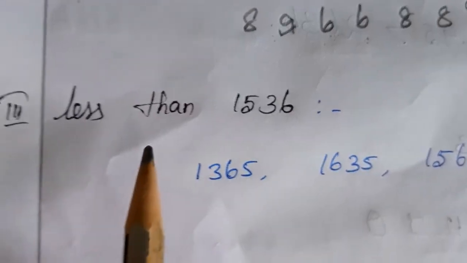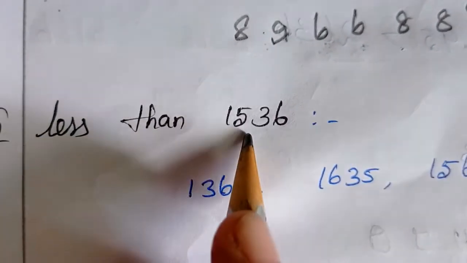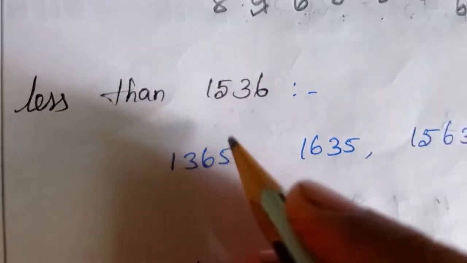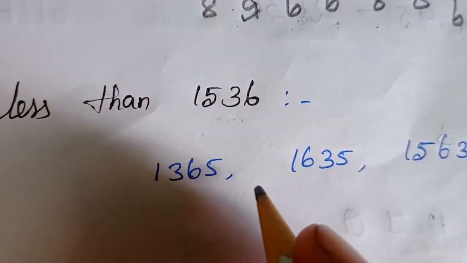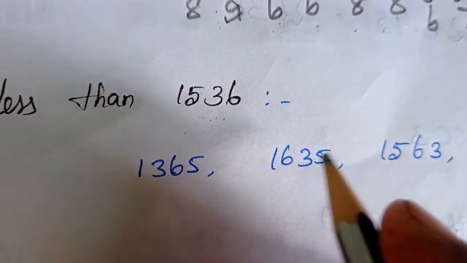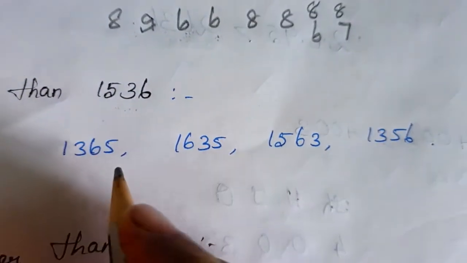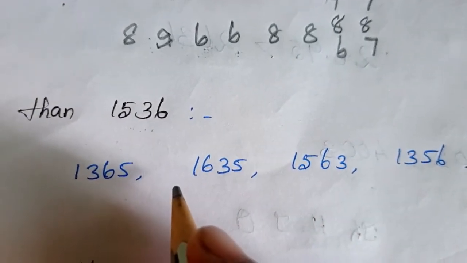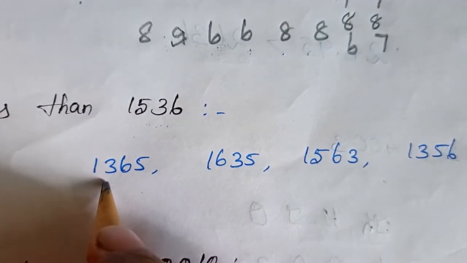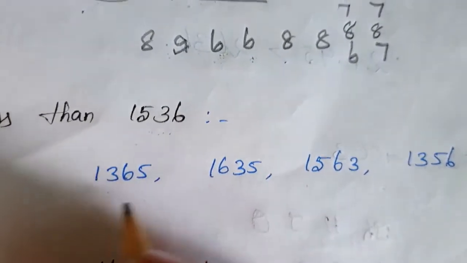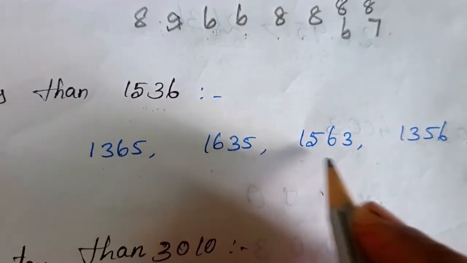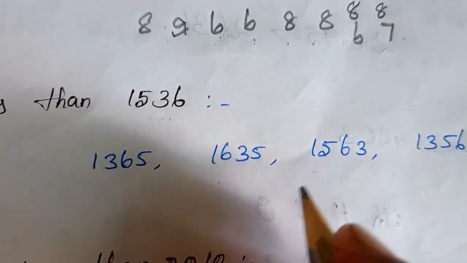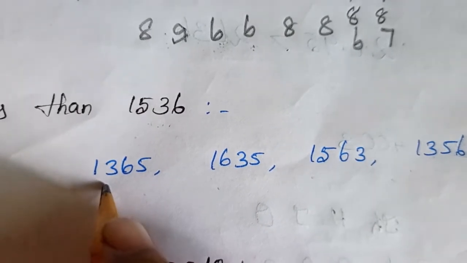That means circle the numbers less than 1536. Okay, less than means smaller. So children, what do you want to do first? Count the number of digits in all the numbers. Okay, so children, here all the options have the same number of digits. Okay, so what do you want to do next? Check their thousands place value. Here all the numbers have the same value in the thousands place. Okay, so what do you want to do next? Yeah, check their hundreds place value.